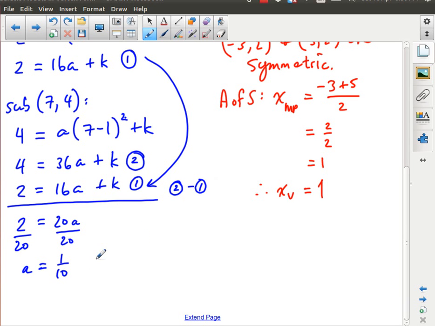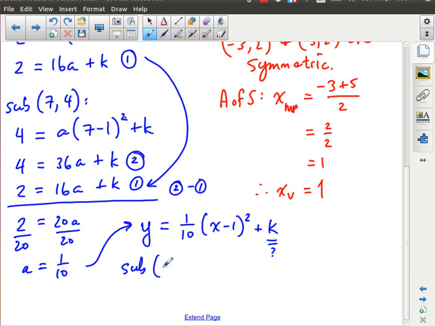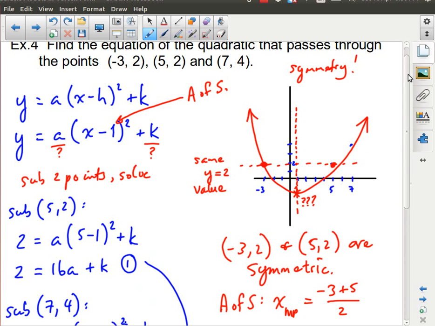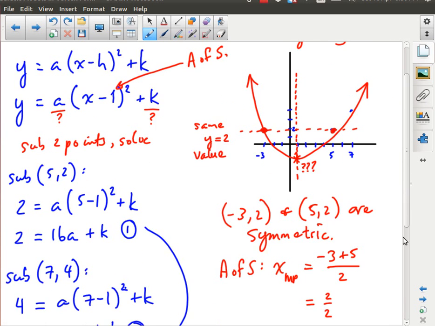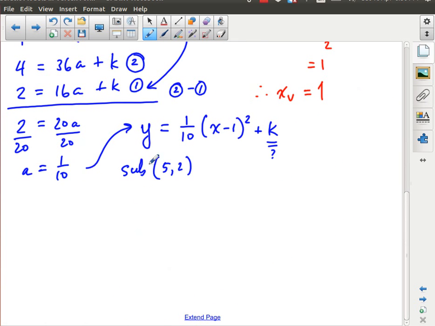So now that we have a equals 1 over 10, my equation becomes y equals 1 over 10 times (x minus 1) all squared plus k. And now we just need to find this value for k, and I can sub any point. So I will sub, I think the easiest point out of all the ones we have is 5, 2. I just want to confirm that that's actually the point. 5, 2. And so I end up with 2 equals 1 over 10 times (5 minus 1) all squared, plus k.